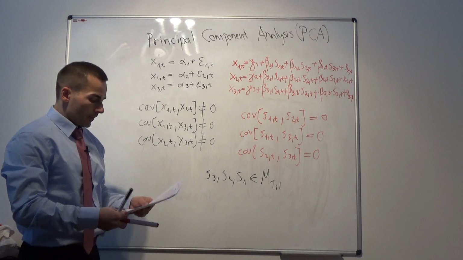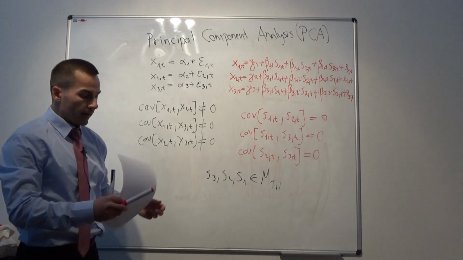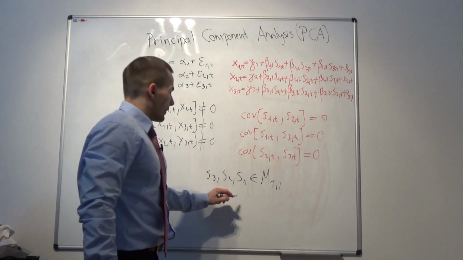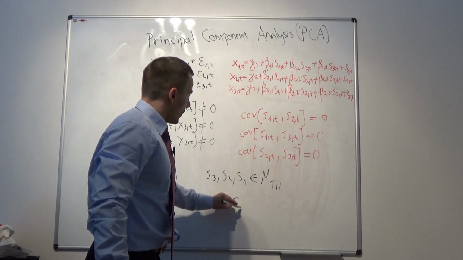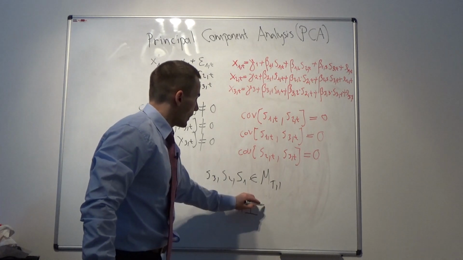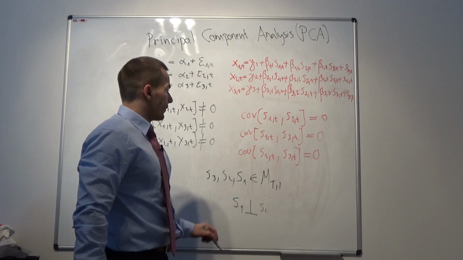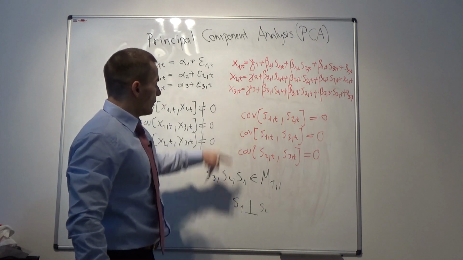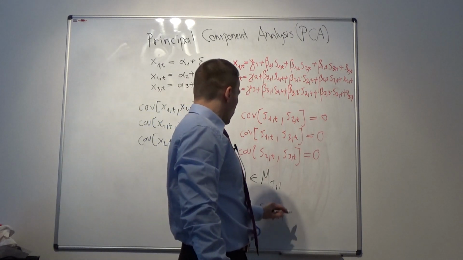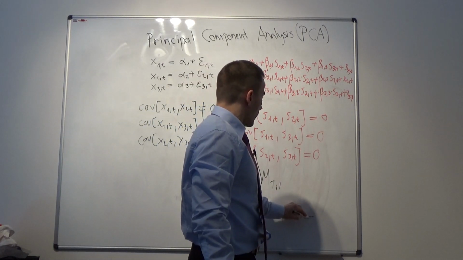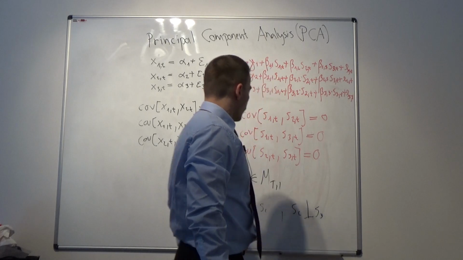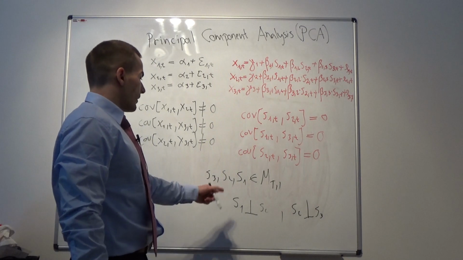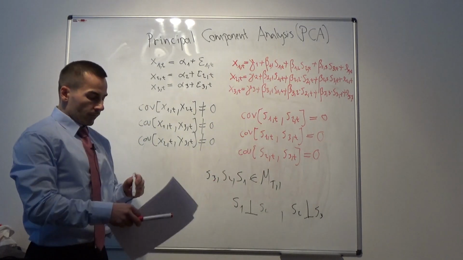So that's the first thing that we have to have in mind. Sometimes in mathematics books, you will find this notation here. S1 is orthogonal to S2. What it actually means is that they are uncorrelated. It's a different expression for how to write it. Also, S2 is orthogonal to S3, and also S1 is orthogonal to S3. It's obvious.